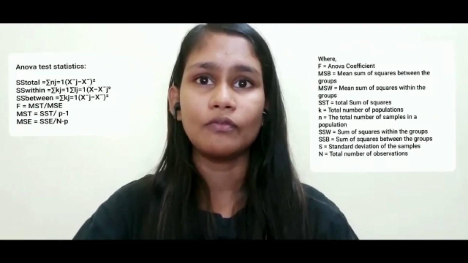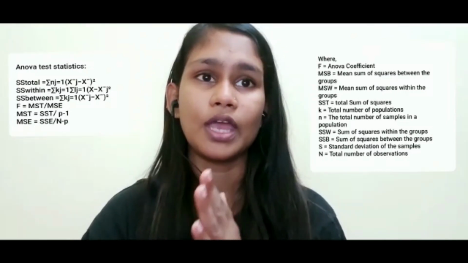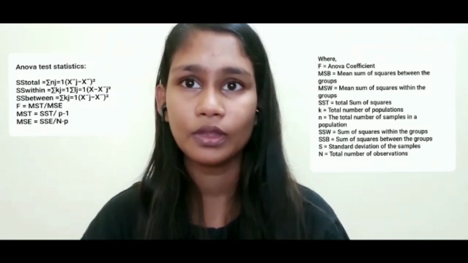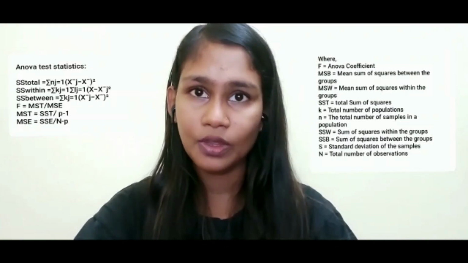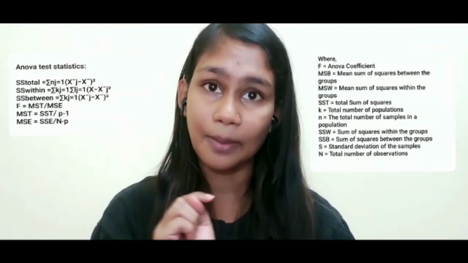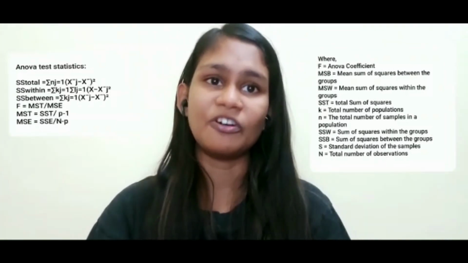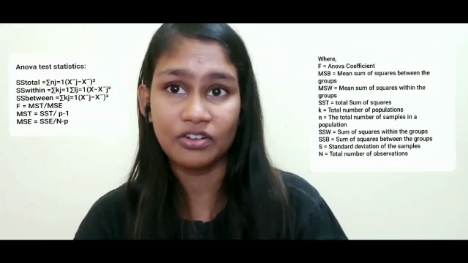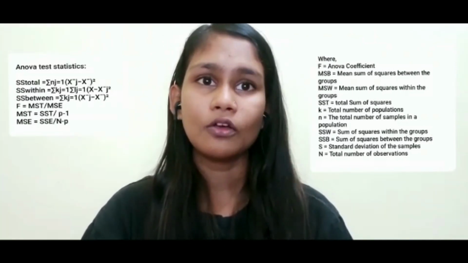First of all, we have to write down the null hypothesis and the alternate. Then we have to calculate the degrees of freedom to find the critical value. For this, we have to know K, which is the number of groups, and capital N, the total number of elements, and the alpha value. Followed by that, we need to calculate the mean and variance for each group and calculate the grand mean for the total group.